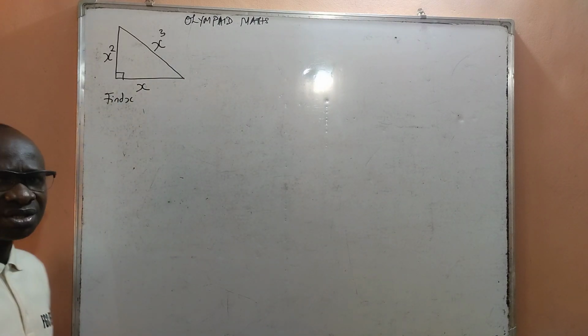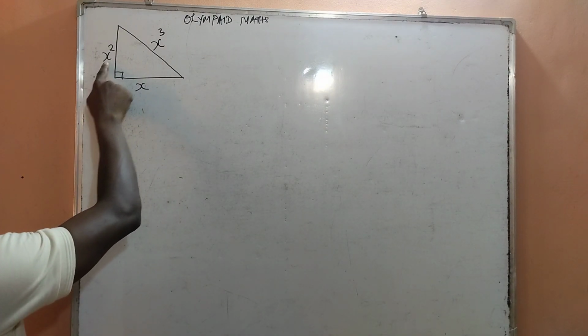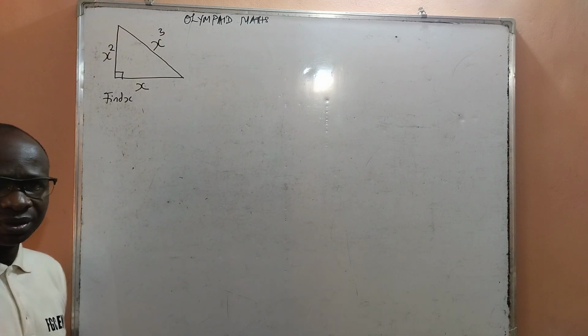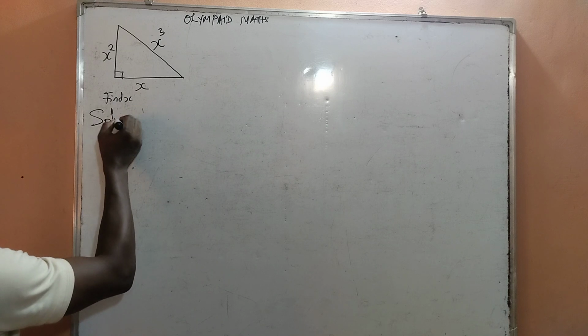This is a right angle triangle. We have here x raised to the power 2 and x cubed. Let's find the value of x. Solution.